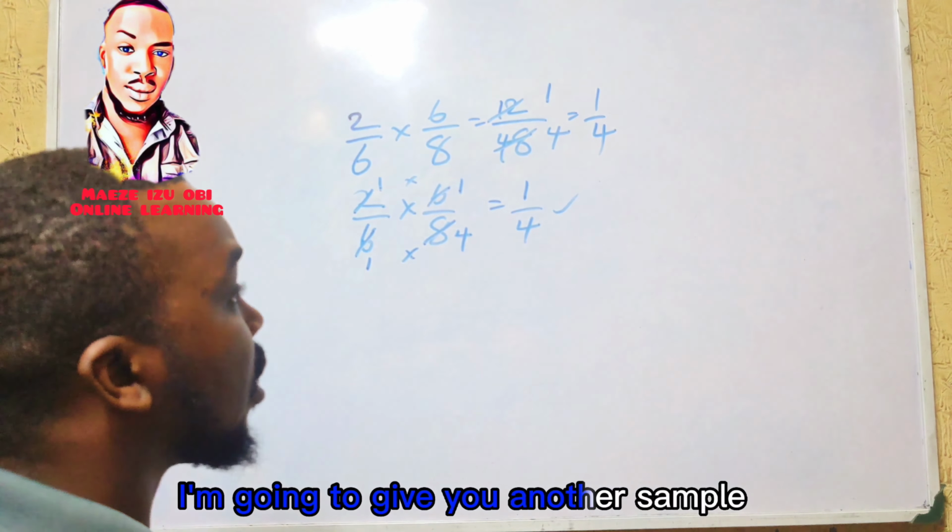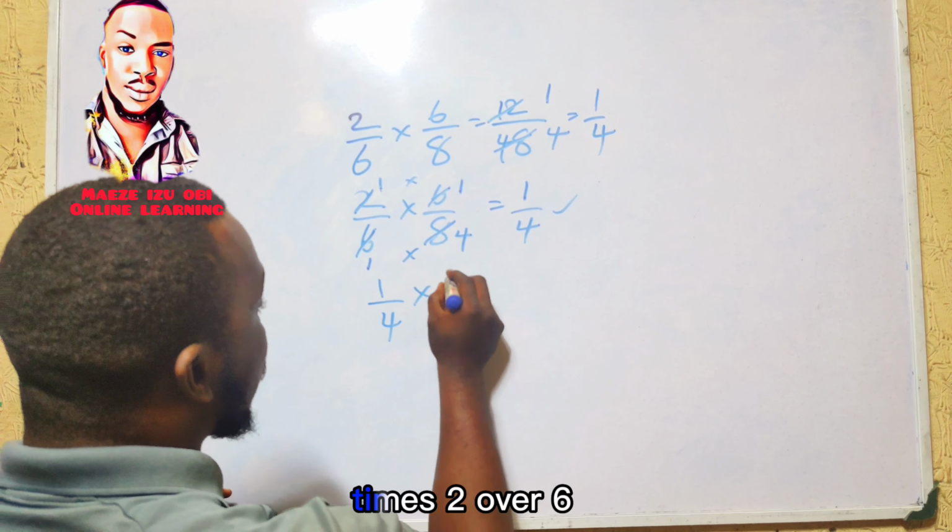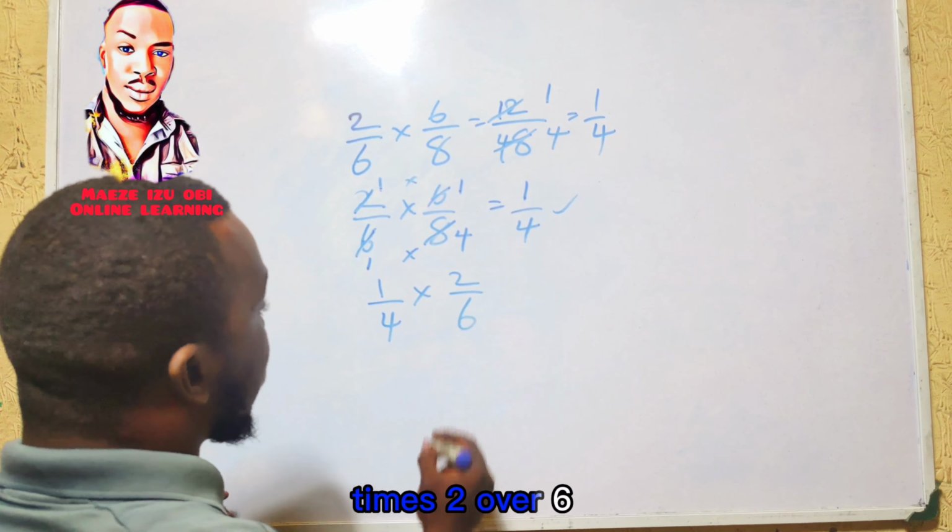I'm going to give you another sample, which is 1 over 4 times 2 over 6. Making use of the first method, I'll multiply everything before dividing, which is 1 times 2 will give you 2, 4 times 6 will give you 24. Now, 2 into itself is 1, 2 into 24 gives you 12.